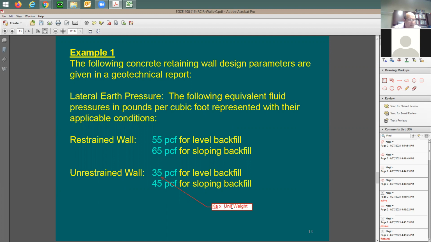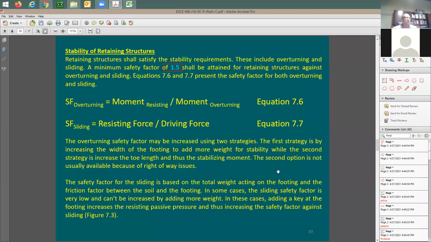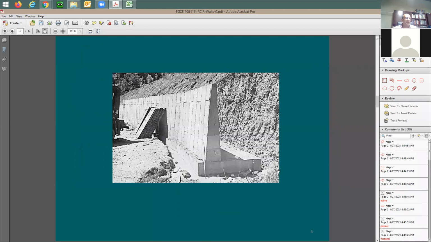Which is gamma. Same thing. So the difference between this case and that case, when you have level backfill and when you have sloping backfill. If this is not clear, I'm going to take you back here and show you the difference between level and sloping backfill.